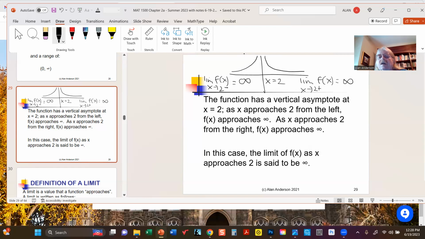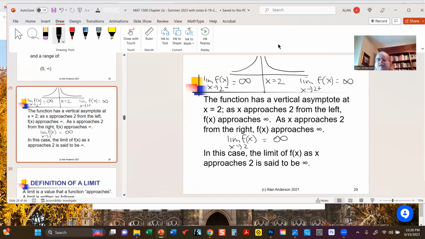So here, what we're going to say is that the two-sided limit does exist, but it's equal to infinity. In other words, it does exist. It is defined, but it is equal to infinity. So yes, you do run into this too.